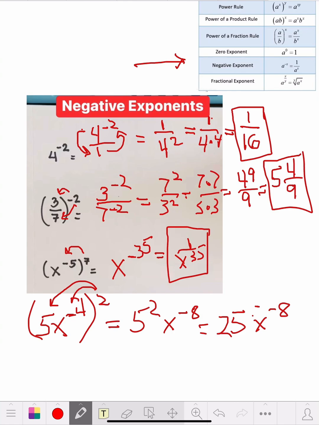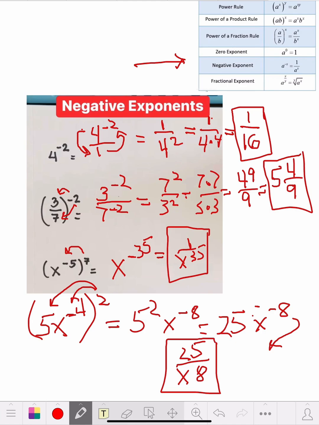So what do we do now? Watch this. All we do now is flip it. So we bring the negative 8 down on the bottom. So it's going to equal 25 over x to the 8th. And that's the answer. That's all there was to it. So let's square that off so the teacher knows that's my answer.